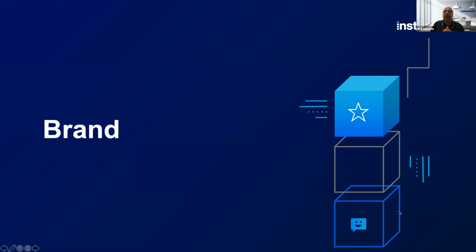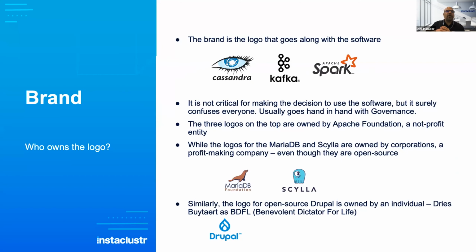Okay, next item is brand. So who owns the brand or the logo? Now, the brand is the logo that goes along with the software, like Cassandra, Kafka, Spark, as you can see on the screen. It is not critical for making decisions to use this software, but it confuses everyone, and it kind of warrants at least a brief discussion. It usually goes hand in hand with governance.